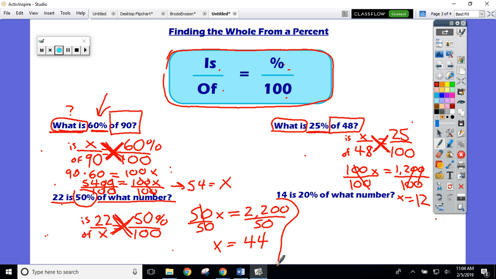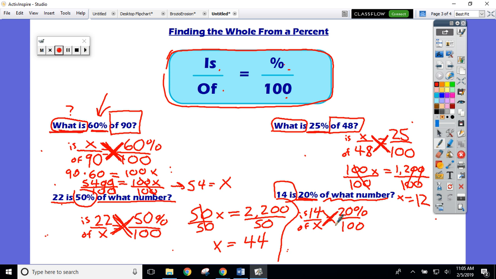Next one similar. 14 is 20% of what number? Proportion is over of equals percent over 100. 20%, so the 20 goes there. 14 is, so the 14 goes there. Of what number? That's what I don't know. It's got the question mark. It's got the question word in what.